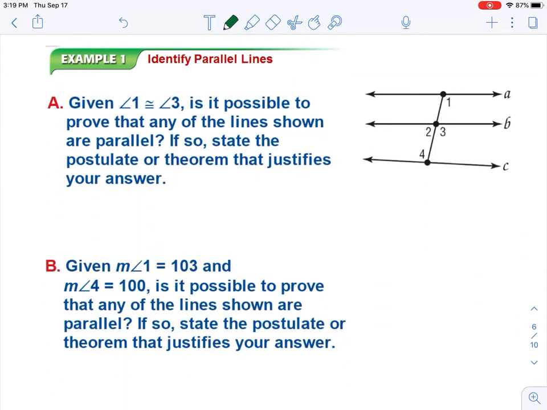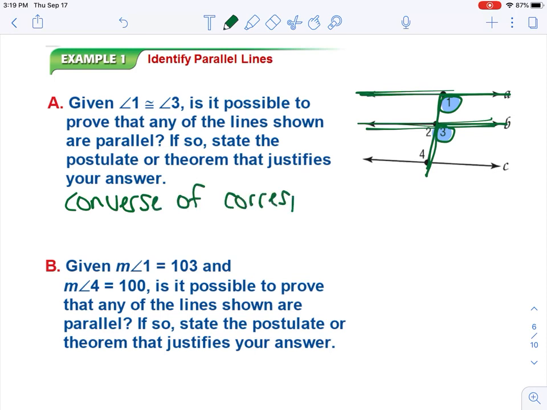Given that angle 1 and angle 3 are congruent, is it possible to prove that any of the lines shown are parallel? If so, state the postulate or theorem that justifies your answer. So angle 1 and angle 3, if we recall, are corresponding angles. So we can use the converse of the corresponding angles postulate. Yes, you do have to write it all out.